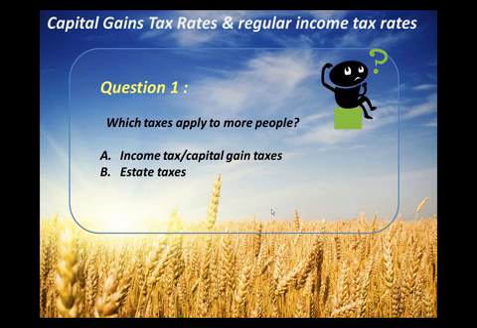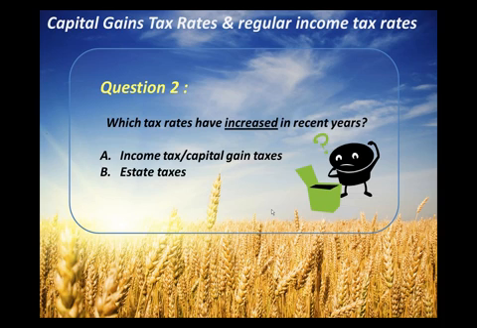So I have 3 questions to ponder. Question 1, which tax applies to more people? The income tax, capital gain taxes, or the estate taxes? Well, by far, the income tax and capital gain taxes apply to more people because they apply to everyone that files a tax return on an annual basis. Estate taxes only apply to someone that's died and to someone that has an estate valued more than the exemption amount, including whatever life insurance they may have. So by a vast majority, income tax and capital gain taxes apply to more people.